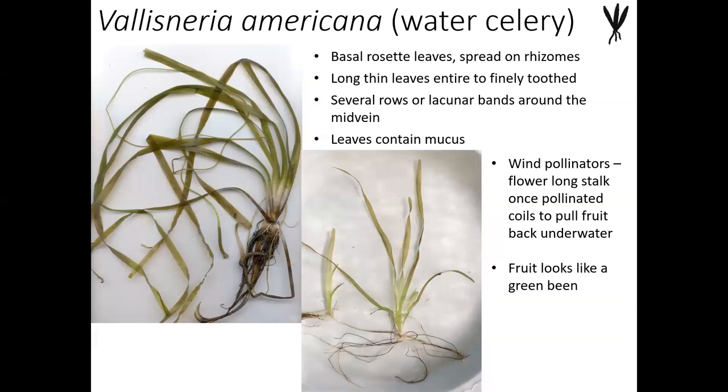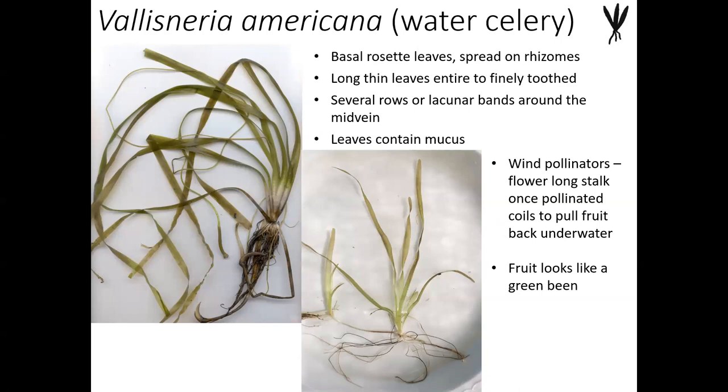So now we have Vallisneria americana, or water celery. This is a basal rosette. All the leaves come out from the base of the plant and they spread on rhizomes. Typically, the leaves are relatively narrow, I think about up to a centimeter wide, and relatively long. Typically, the leaves are going to have an entire smooth leaf margin, although they can be finely toothed. If you want to see the teeth, you would need either a microscope or a hand lens. And then along the midvein, there are several rows of lacunar cells or lacunar bands.